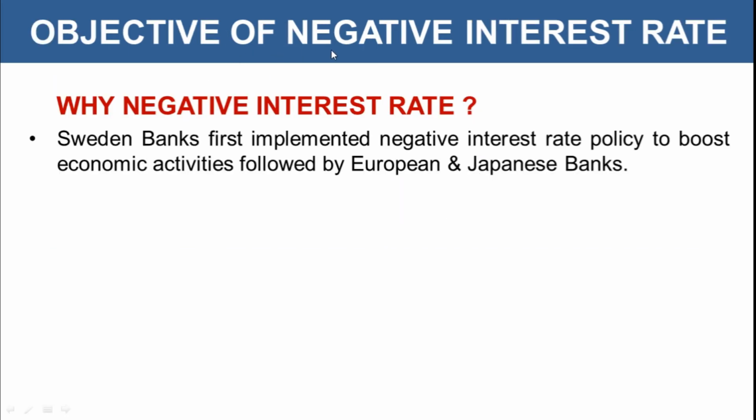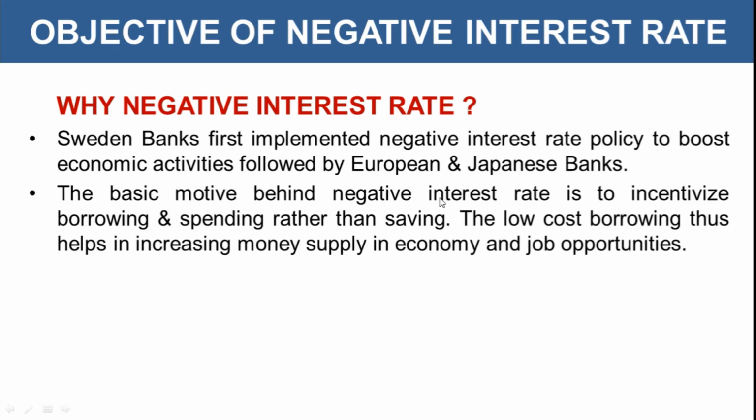Now let's see the objective of negative interest rate. So why negative interest rate? Till now we have seen the process and we get some idea why negative interest rate is implemented. Sweden's banks were the first to implement this negative interest rate policy, I think around 2008 or 2009. Followed by Sweden's banks, European and Japanese banks also provided negative interest rates to boost economic activities. The basic motive behind negative interest rate was to incentivize borrowing and spending rather than saving.